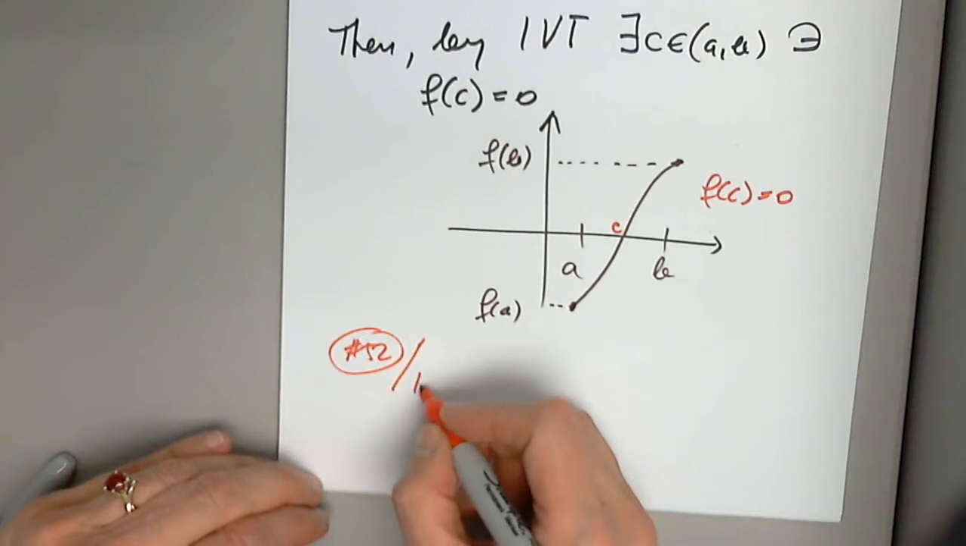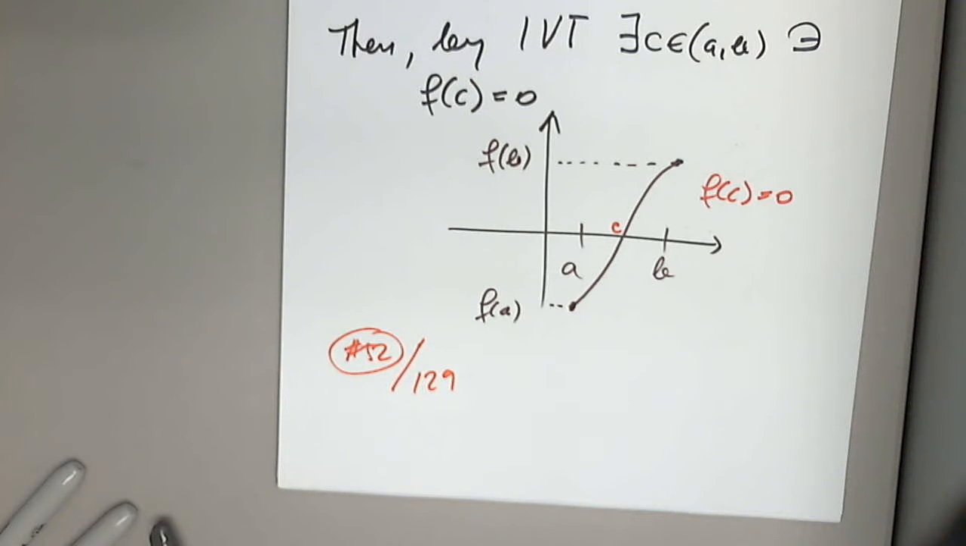on page 129. Now, before we copy this problem, I have a question for you. Did I start this? I did. Here's my question. Does the intermediate value theorem give us the solution or the x-intercept? No. It only says there must be one.